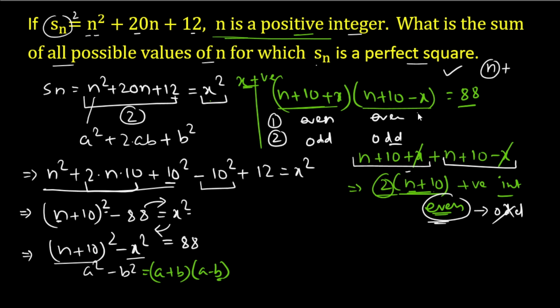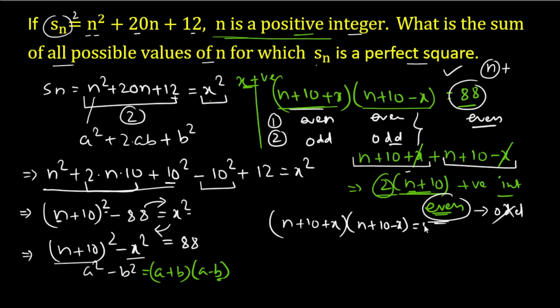Any one of these cannot be even and the other odd, and 88 is an even number only. So now we have (n plus 10 plus x) multiplied by (n plus 10 minus x) equal to 88. Now we'll factorize 88 in terms of even numbers. We have two sets: 44 and 2, all of these are even numbers, and the second one is 22 and 4, the multiplication of which is 88. So we have two sets of even products of 88.